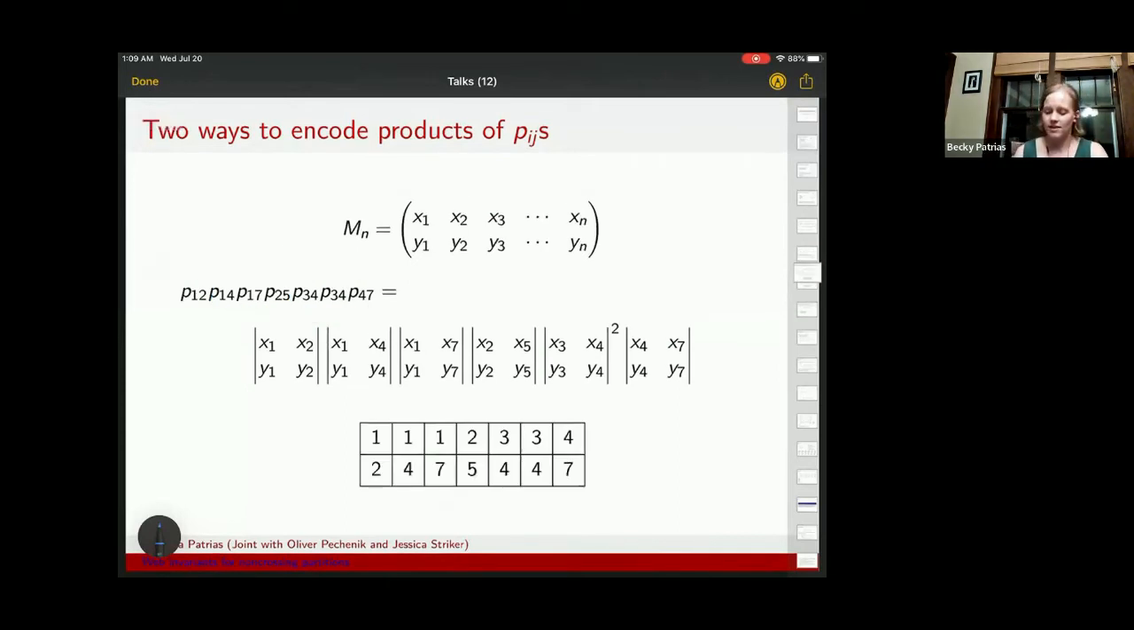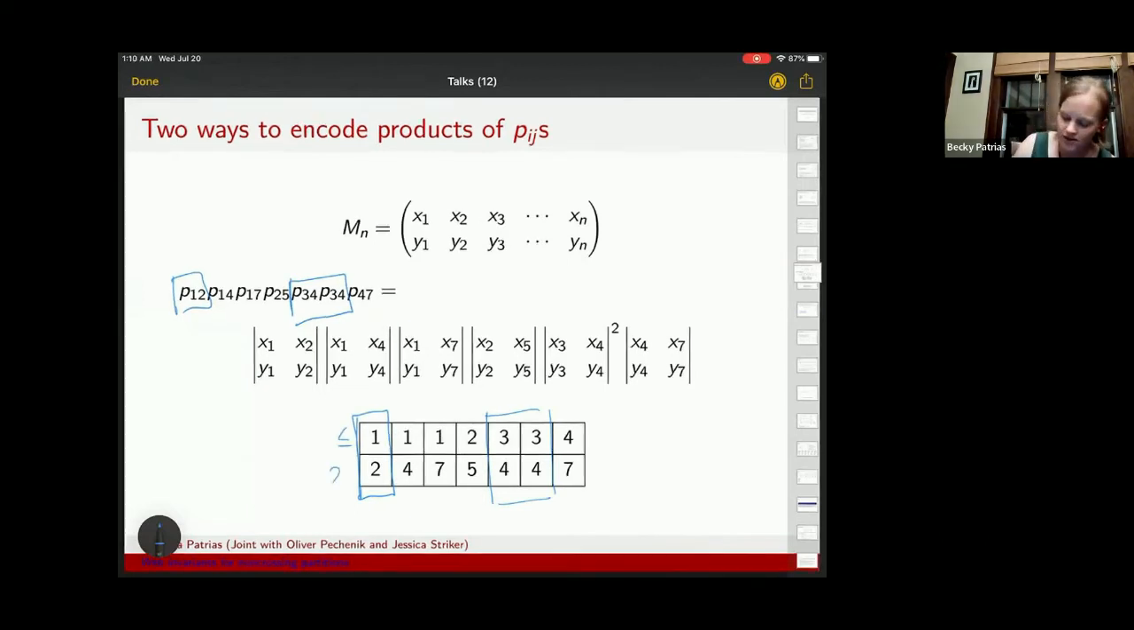We could do it instead using a tableau. So I have the same product of P's on this slide. Here, again, I have a P12, so I'm going to have a column in my tableau of 1, 2. I have two instances of P34, so I have two columns of 3 and 4. I can force my tableau to be weakly increasing in the first row, but then of course I don't get to control what happens in the second row. So I have kind of wild down there, but I have some tableau with weakly increasing first row.